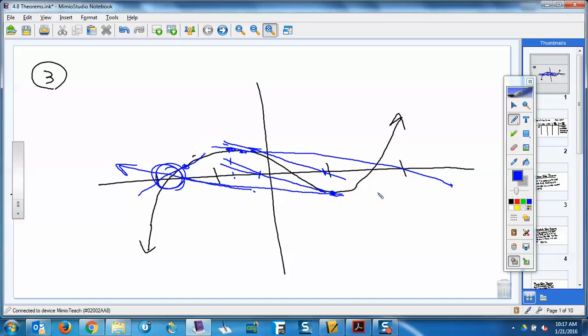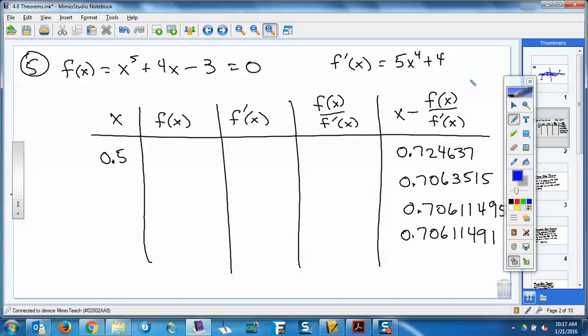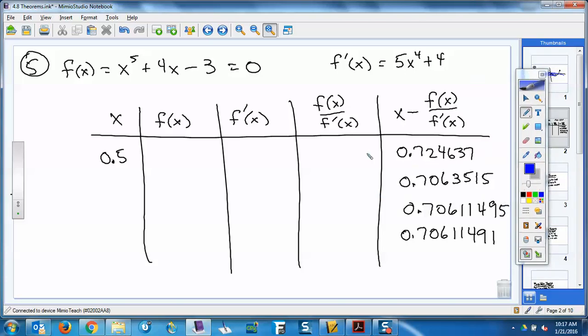So that was kind of the idea on number 3. Okay, number 5, you were supposed to do your table. These are the numbers I came up with. You probably did not need to do this one. So you should have just had to go 3 rows, I think, didn't you? If you started with 0.5. Okay? If you started with something else, that's okay, but I think that was my suggestion.